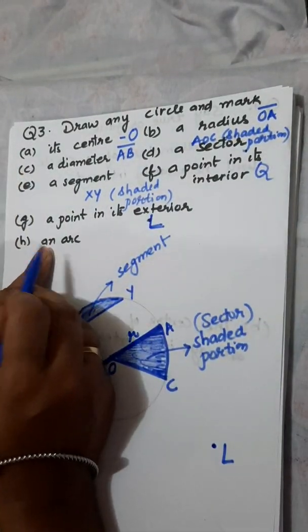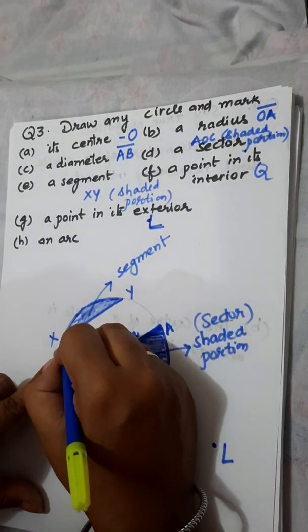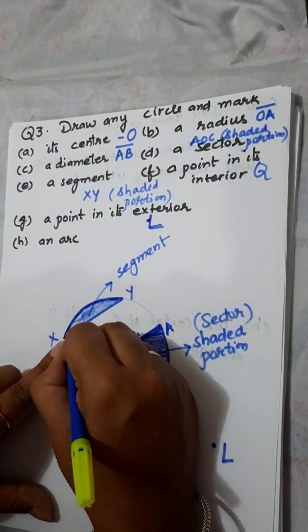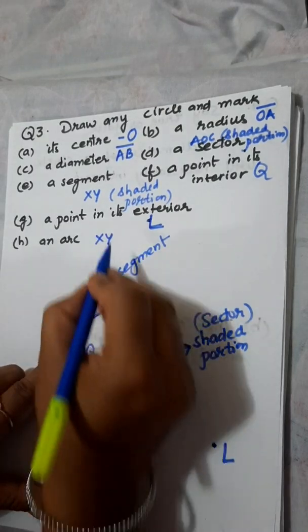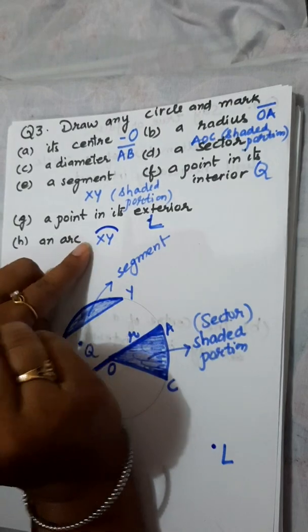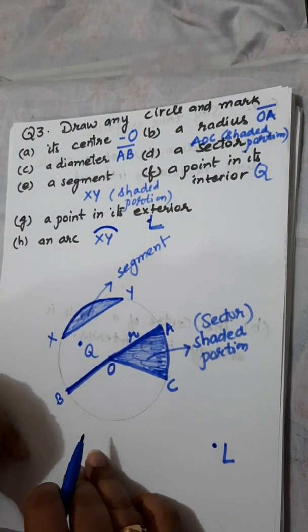Then you have to write an arc. As there are so many arcs, you can write any one. If I am writing this arc, it is the part on the circle. So this XY is an arc. But how to represent it? Like this. This is the symbol of the arc. So this is all with question number 3.